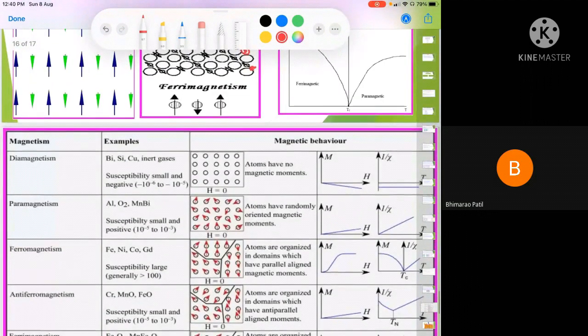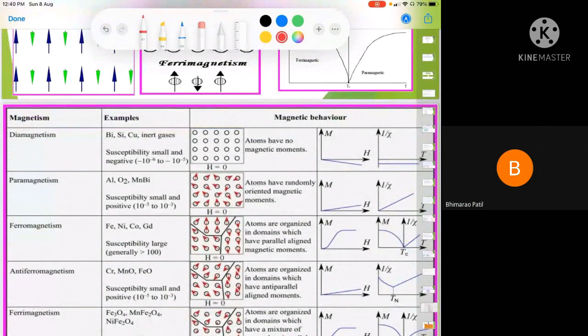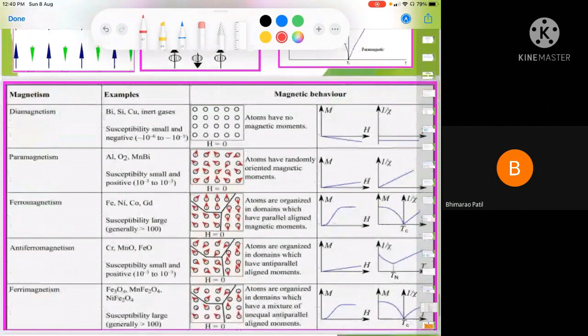Then here I summarize the types of magnetic materials. First I have written the magnetism, then the examples, then the columns for magnetic behavior with respect to applied magnetic field and with respect to temperature. In the case of diamagnetism, examples are bismuth, silicon, copper, inert gases. Magnetic susceptibility is negative, which may be about minus 10 raised to minus 6 to minus 10 raised to minus 5.